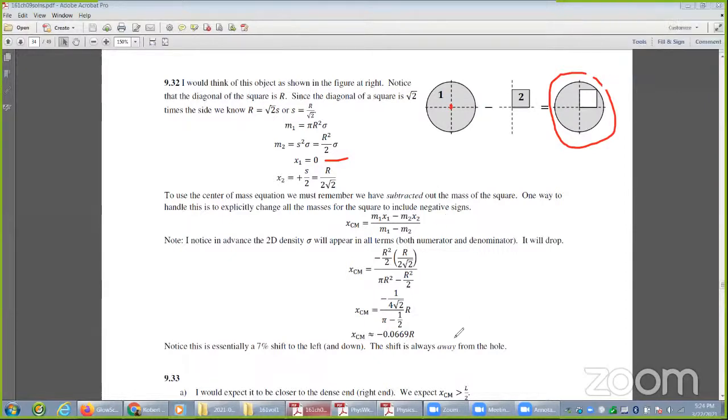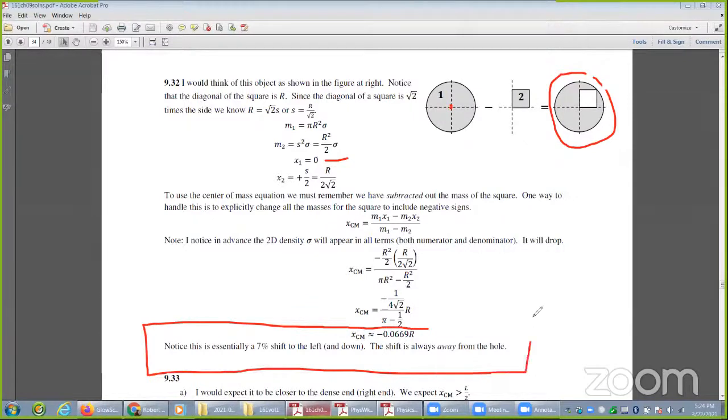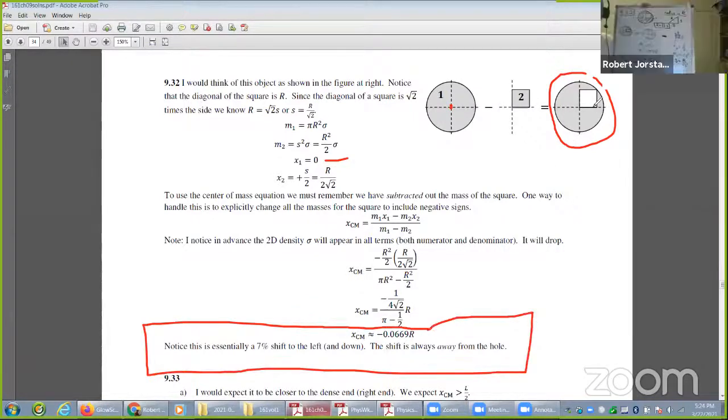Yeah, I gotcha. Yeah, and now look at this. This shocked me. You cut that huge hole out of this thing, it only shifts it about 7% from the center, less than 7%. That's like right. Hold on, let me zoom in here.